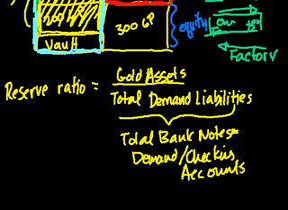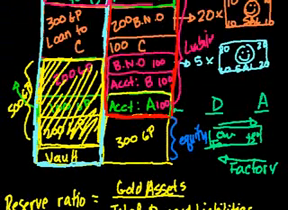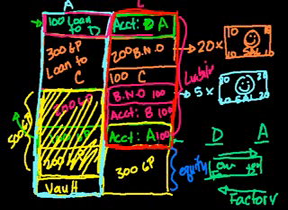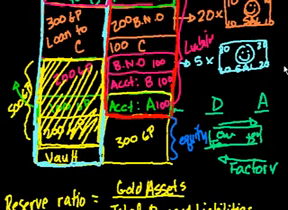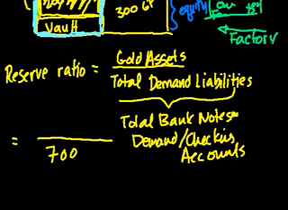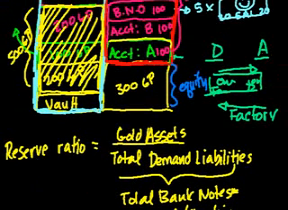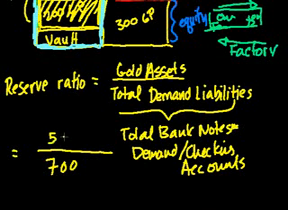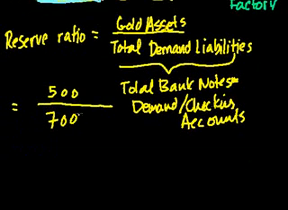So let's see what it is for this bank that we have here. Our total gold assets are 500, and what's our total demand accounts? It's 100 plus 100 plus 100 plus 100. Let's see, 1, 2, 3, 400, 600, and I think this was another 100 here, 700. So the total demand liabilities I just figured out was 700, and the gold assets in this bank are 500. So right now the reserve ratio of this bank is pretty high, 5/7.